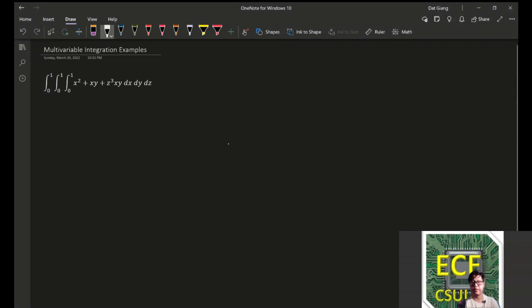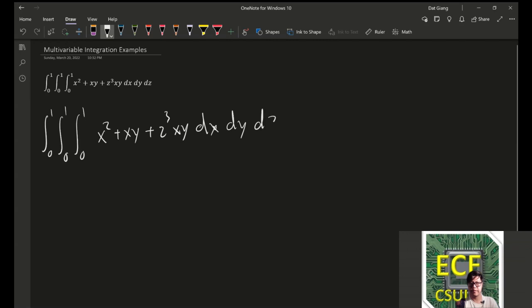Here in this situation, this is just a simple triple integral with three independent variables in Cartesian. So first we have 0 to 1, 0 to 1, 0 to 1. The viewer is free to choose any parameter that they like, except I just chose these for simplicity. So over here, we have (x squared plus xy plus z cubed xy) dx, dy, dz.